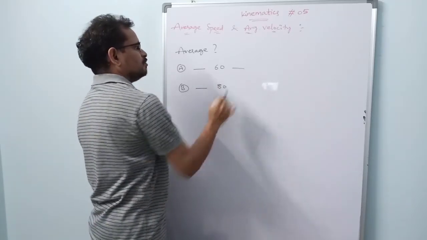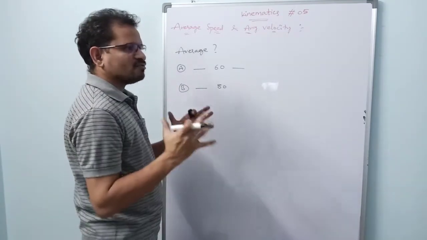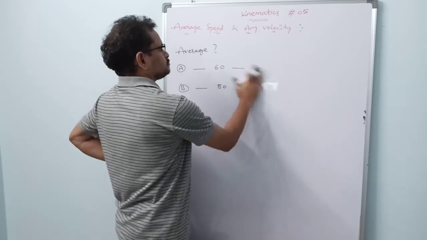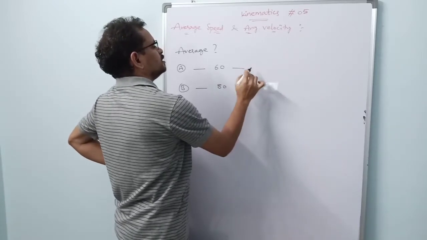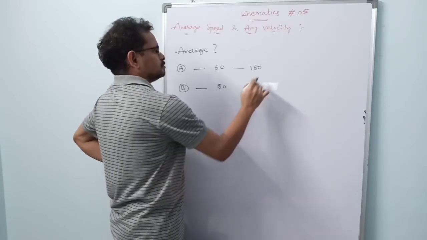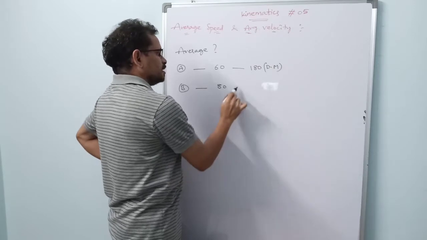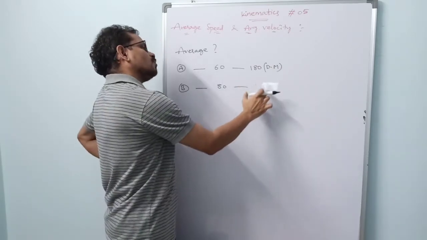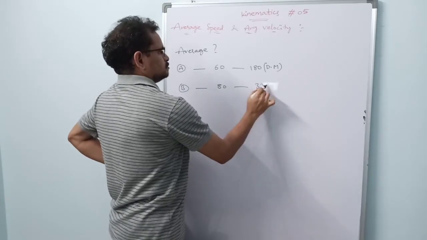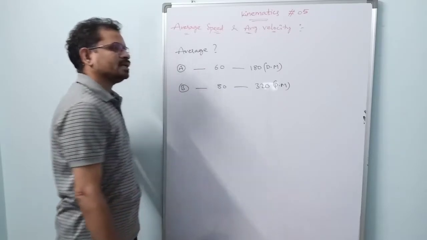And here, one boy is celebrating his birthday and he brought a pack of Dairy Milks. How many? He brought a pack of 180 Dairy Milks. In this section also, one boy is celebrating his birthday and he brought a Dairy Milk pack of 320.